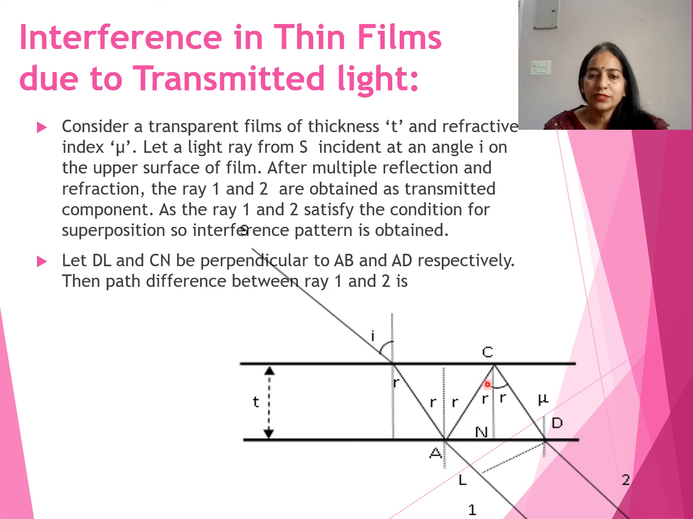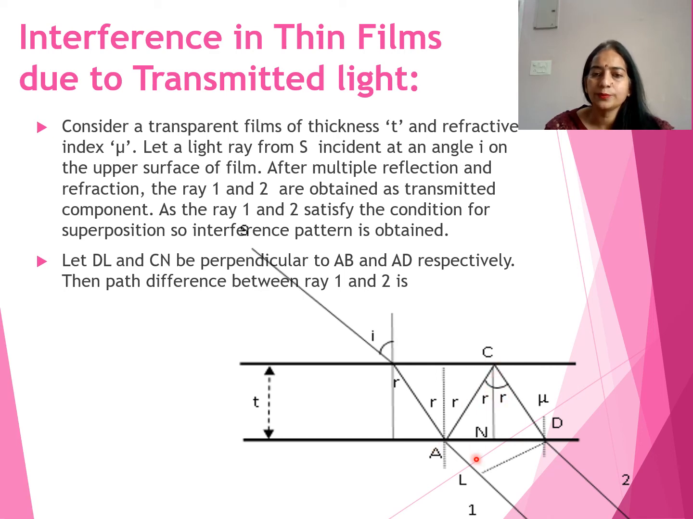If you look at this diagram, it is similar to the previous diagram. The only difference is that this is the transmitted component, whereas in the previous diagram it was the reflected component. Now see the angles. This is the incident angle, and this is the refracted angle. This is r, and this is also r because these two are parallel to each other. If the incident angle is r, then the reflected angle is also r. This is r, and this is r because these are parallel to each other.